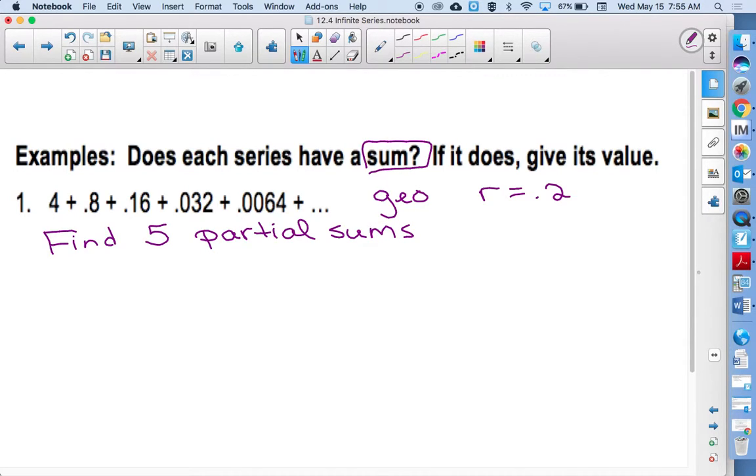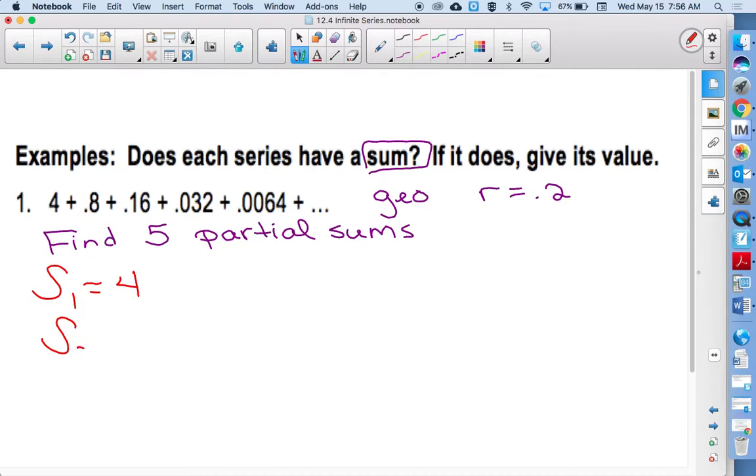I already have the first 5 numbers of the series. So to find a partial sum, we're going to use an S instead of the sequence notation. So we're going to find the sum of the first term, which would just be 4, because one term is just going to add to be 4.